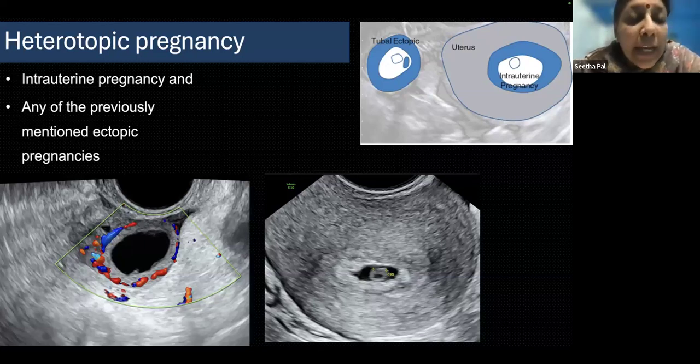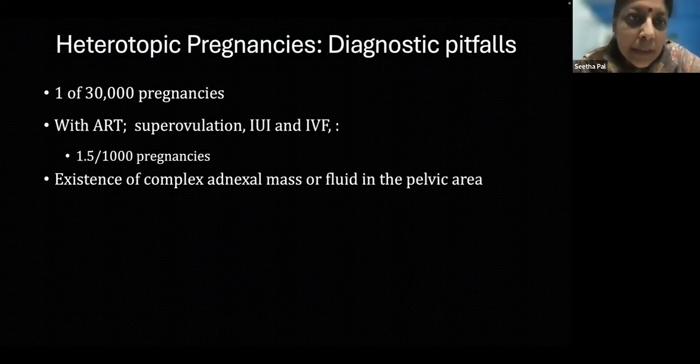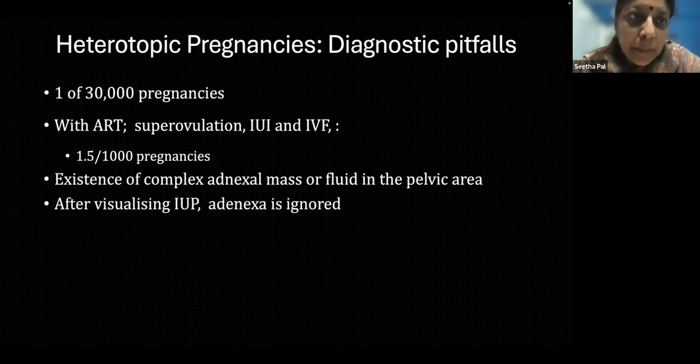Okay. So heterotopic pregnancies, basically when there is an intrauterine as well as an extrauterine pregnancy, are not very uncommon, especially with the use of ART pregnancies. The incidence in spontaneous conceptions is about 1 in 30,000, but with ART, we can say it is around 1 in 1,000 pregnancies. And of course, it is difficult because there is an intrauterine pregnancy as well.